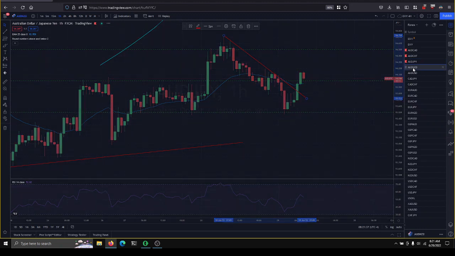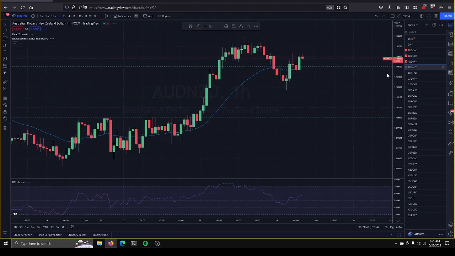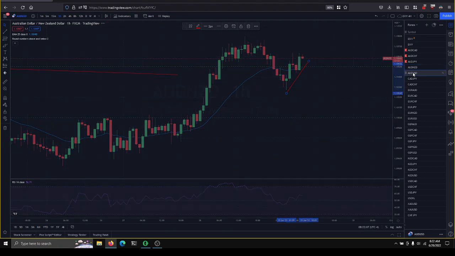Aussie NZD. Could see a new high, or breakdown. New high, breakdown. Simple. I don't trade this pair, so.